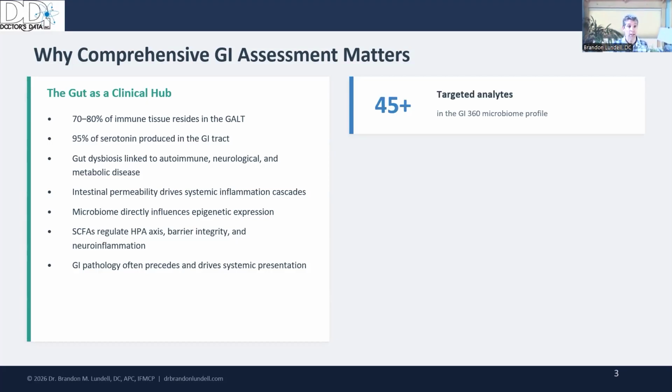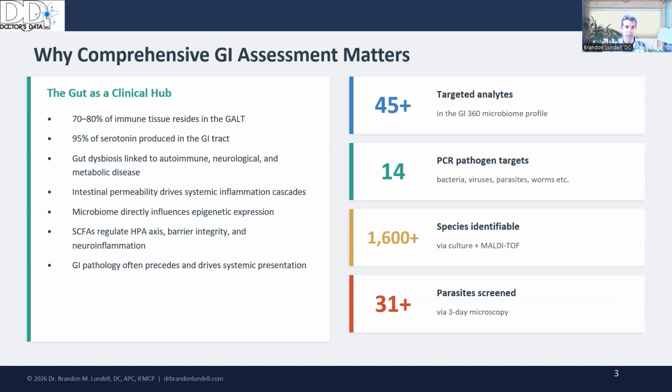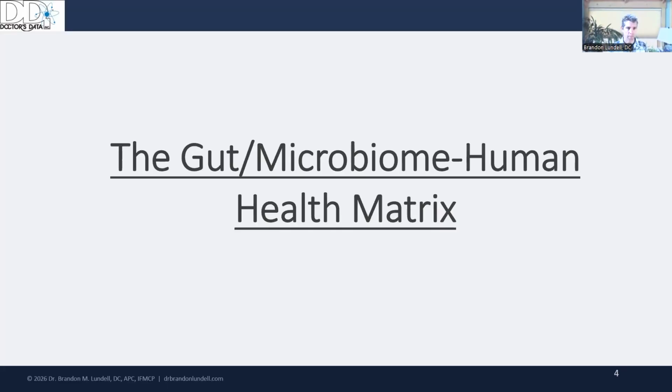So the GI 360 specifically, which we'll go into first, has 45 plus target analytes, which we'll talk about in the microbiome profile, and 14 different PCR pathogen targets. 1,600 plus species, and they add to it every day, are identifiable in their library via culture and MALDI-TOF, and 31 plus parasites are screened via 3-day microscopy, or parasitology, which is what I always recommend: doing a 3-day collection.